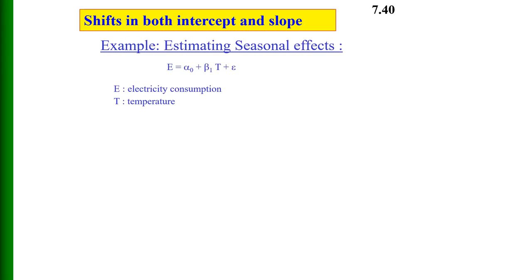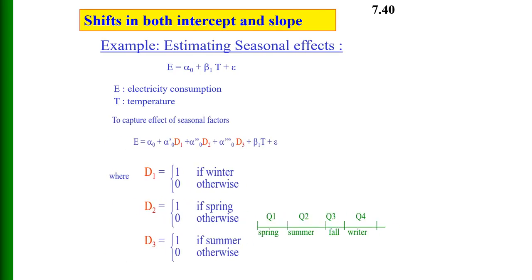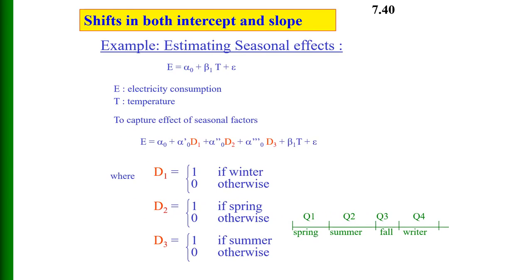So this is a shift in both intercept and slope, and these are like estimating season effects, where E is the electricity consumption and T is the temperature. To capture the effect of seasonal factors, these 3 dummy variables are used.